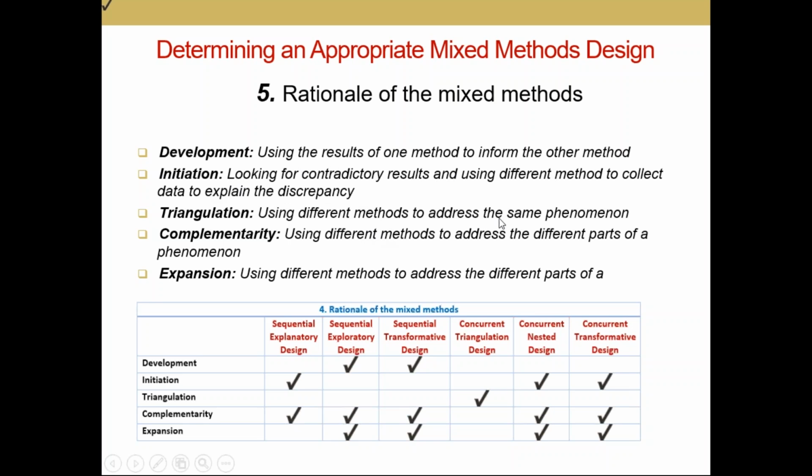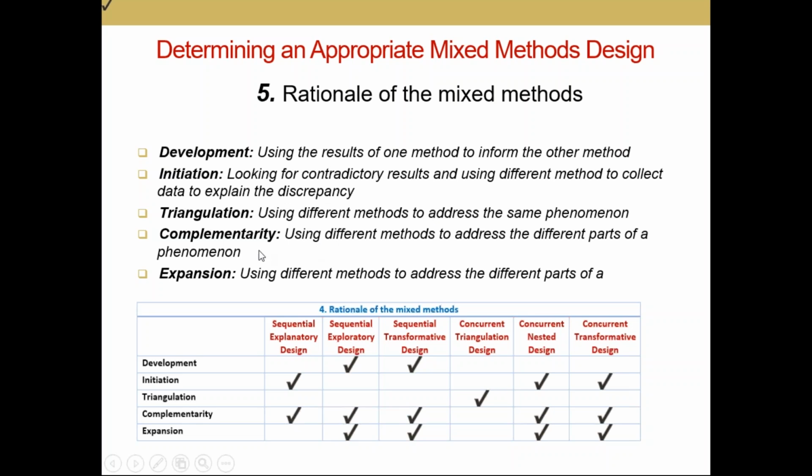Triangulation, you are collecting more than one type of data to explain the same phenomenon. Right, so you collect the data to explain, so it's just, you have a phenomenon, you want to look at the phenomenon from two different ways, right? Qualitative way and quantitative way. And then you try to see what is really going on based on the findings. Are they arriving at the same result or they are quite different? So that's called triangulation rationale.